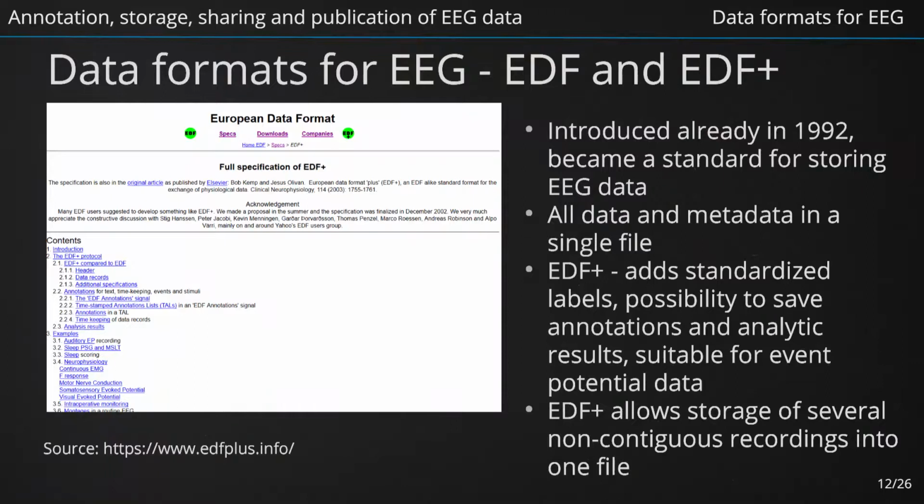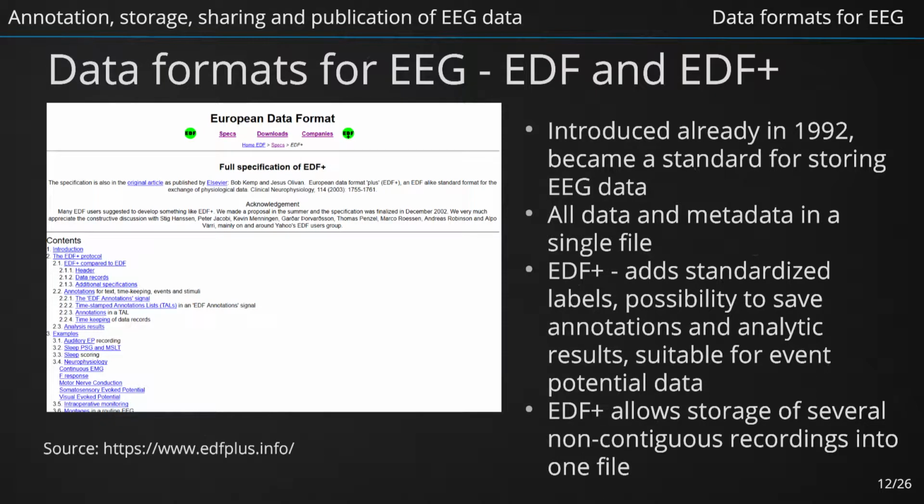A well-known and widespread format for storing EEG data and metadata together in a single file is the European Data Format, EDF, and its extension EDF+. EDF was already introduced in 1992 and, due to its simplicity and openness, started to be widely used for EEG data storage and exchange. In general, EDF is a format for storing multi-channel biological and physical signals.